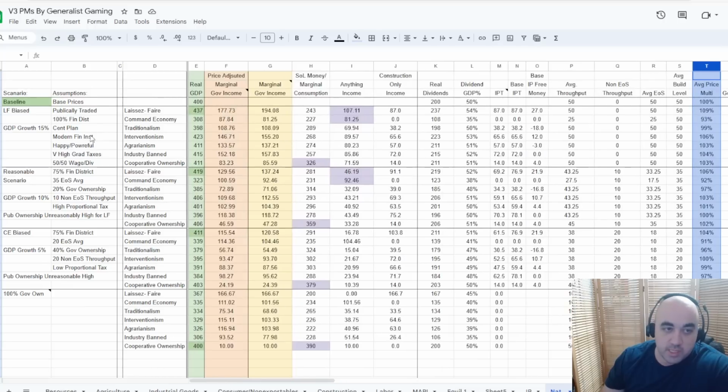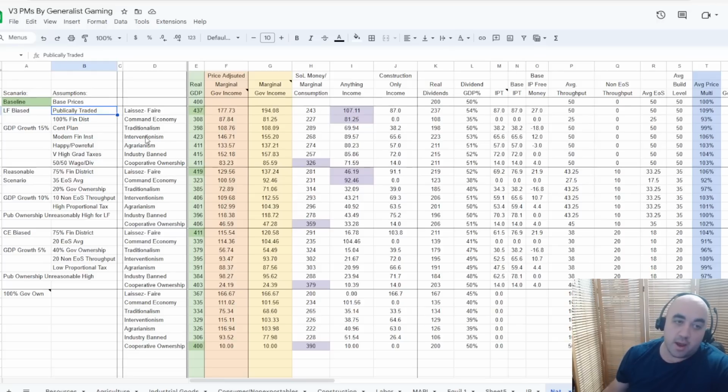But coming into looking at the laissez-faire bias condition, we're assuming you're on publicly traded. This swaps over 1/6 of the ownership on financial districts from shopkeepers to capitalists, which is going to be favorable. We're assuming that there are 100% financial districts, which I think is theoretically possible, but practically speaking, I don't think this is going to be the case. That comes up too often.